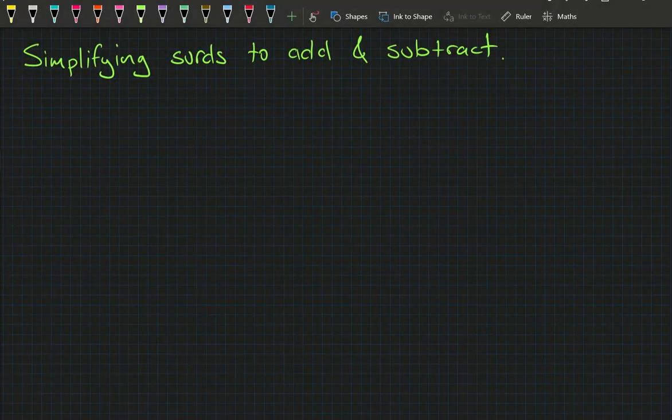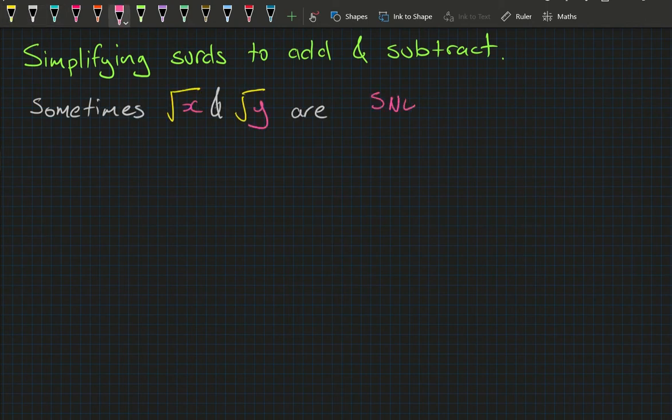In this section, we're going to simplify surds to add and subtract. So as we said in the introduction, sometimes the square root of x and the square root of y are sneaky surds. And that happens if y was equal to z squared times x.